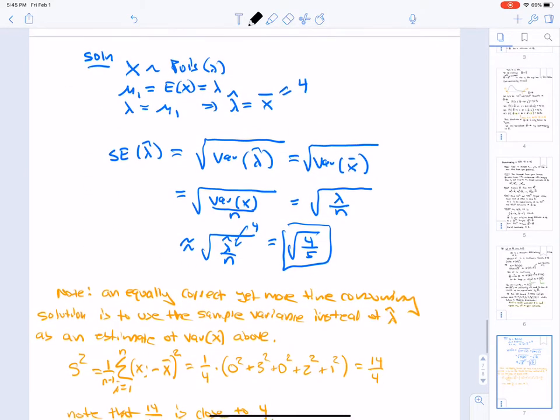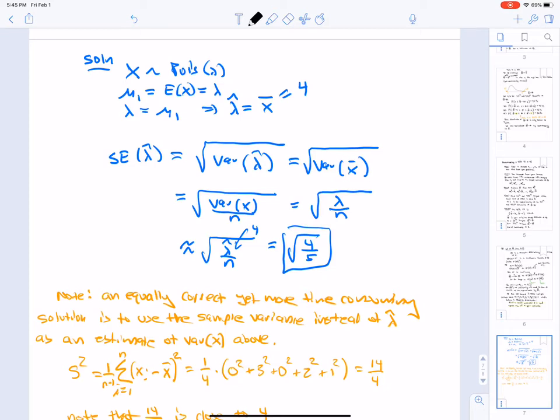Okay, so what we're going to do here: the standard error of theta hat is the square root of the variance of lambda hat. Lambda hat is the sample mean, and the variance of the sample mean we know is the variance of x over n, and because x is Poisson, the variance of x is lambda. So now we can approximate lambda by lambda hat for the reason that we just discussed.